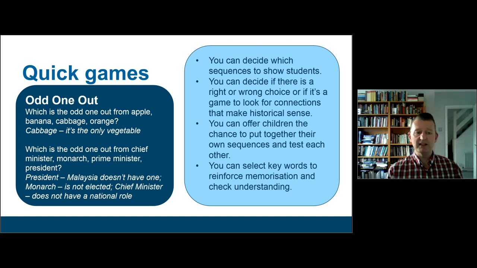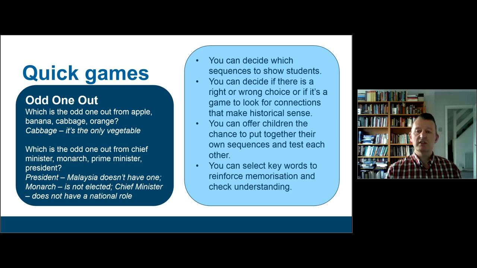This is more complicated because in this example some students might say the President because Malaysia doesn't have one. Some people might say the Monarch because he's the only person who isn't elected. Other people might say Chief Minister because he's the only one that doesn't have a national role. So you can decide which sequences to show students. Some people will want to predetermine them. Others will have a whole box of cards and pick them out slightly randomly.